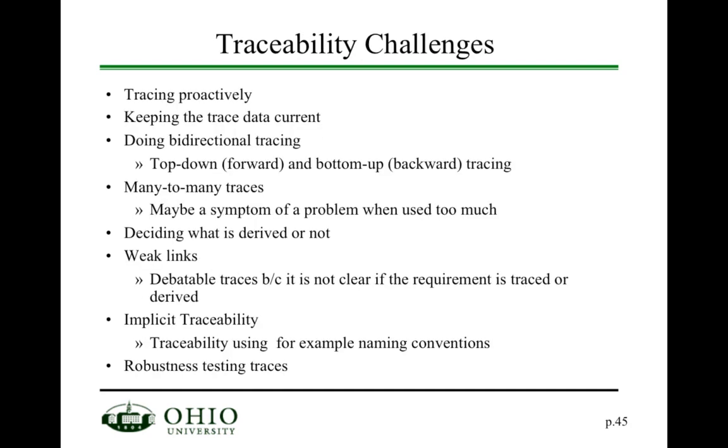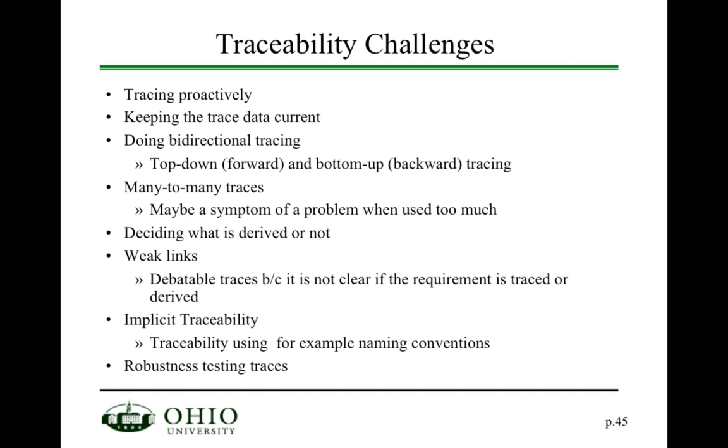Challenges: of course, to do this proactively. Make sure that you do it and keep doing it, not that after the fact you're trying to perform traceability. You have to really do it while you're deriving. Related to that is, of course, to keep the trace data current and make sure that the traces are bidirectional. You go top down and bottom up. In other words, you go from the system to the high level, but also from high level back to the system requirements. If you have many-to-many traces, in other words, traces that go from multiple spots in the system requirements to multiple spots in the high-level requirements, that may be a symptom of a problem.